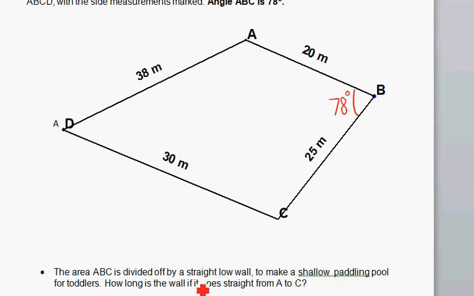Your ABC is divided off by a straight low wall to make a shallow paddling pool for toddlers. How long is the wall if it goes from A to C? So we'll draw on that wall and we'll call it X, because that's what we're going to look for. Now I haven't got a lot of space here, but of course you can be answering this on some paper and you could set your working out so you've got lots of space. Anyway, we need to find this length here.